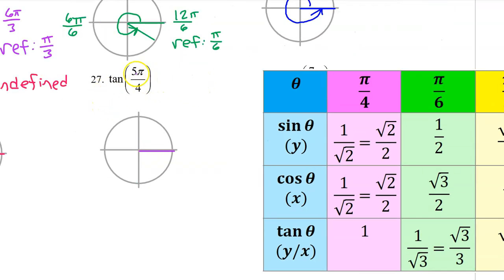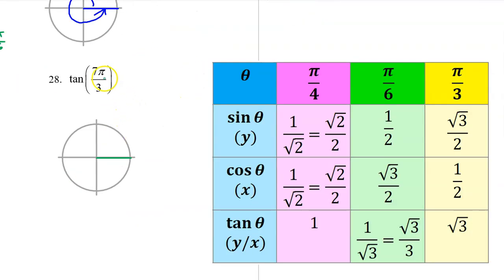27. In what quadrant is 5 pi over 4? We can think of pi as 4 pi over 4. Therefore, 5 pi over 4 will be pi over 4 more than this. This tells us that we are in the third quadrant where the slope is positive, thus the tangent is going to be some positive number. It also tells us that the reference angle, this little angle right here, is pi over 4. So the tangent of 5 pi over 4 will be the same as the tangent of the reference angle, and the tangent of pi over 4 is 1.